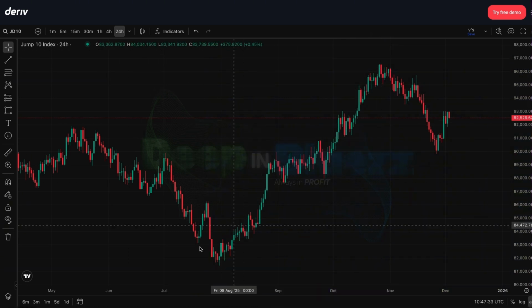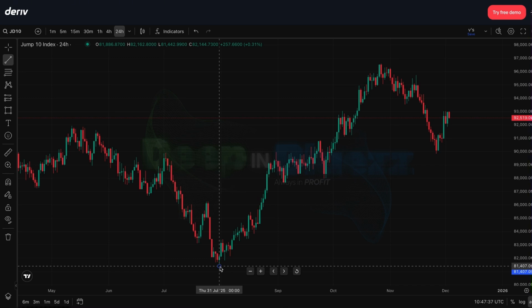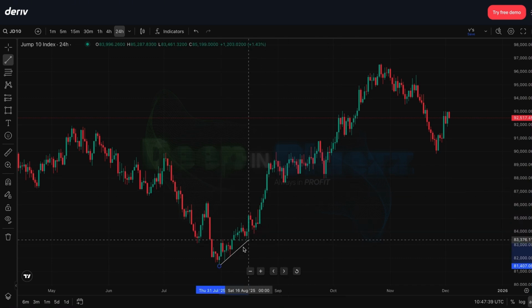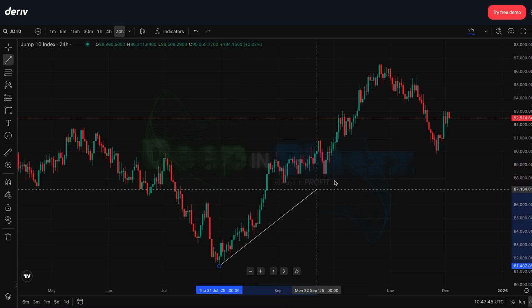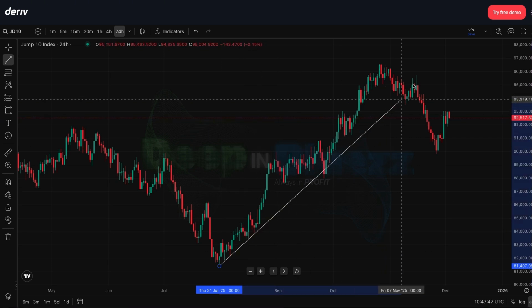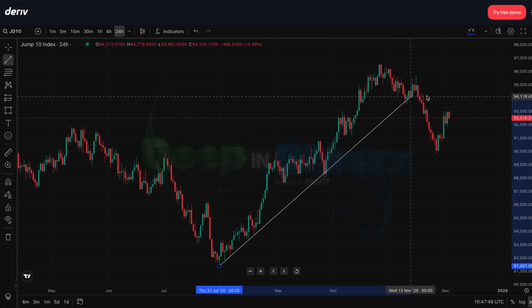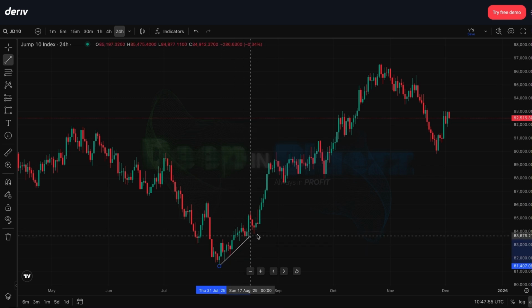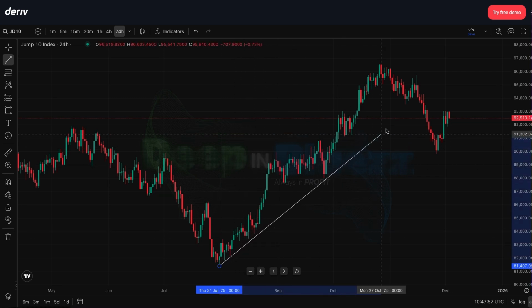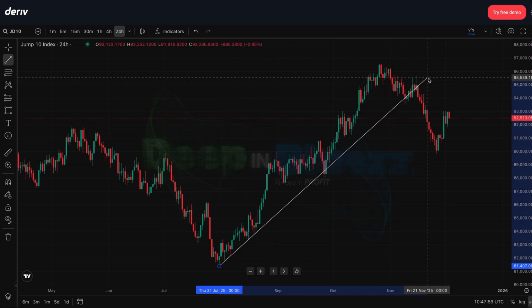To find our entry, the best thing to do is to draw a trend line. You draw a trend line from this low, because this low was the initial low that happened before all of this market. So we start drawing our analysis from that low, and then test the next low, which is here. This is the next low before this one. As we draw our trend line, we drag it all the way up.